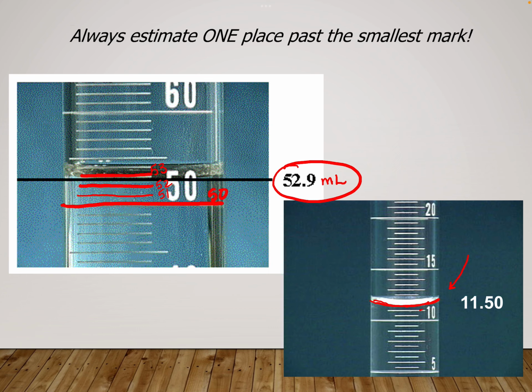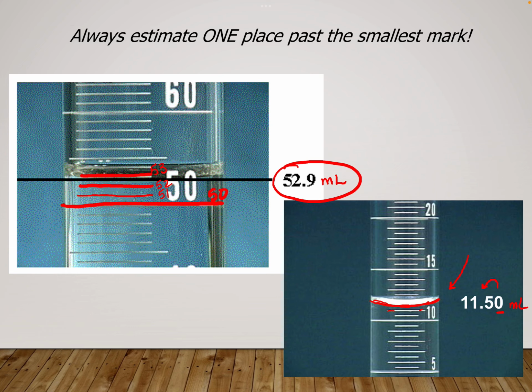So when we read this here, it's not at the 11 mark. This is the 11 mark. But it looks like it's exactly on that 11.5 mark. But since we have a line for 11.5, we can't say 11.5 because that's not precise enough. If we think it's exactly on the 11.5 line, we put 11.50 to say, I think it's exactly on the 11.5. And then again, milliliters for our unit. Okay, so we can do this not only with rulers, but also with graduated cylinders.